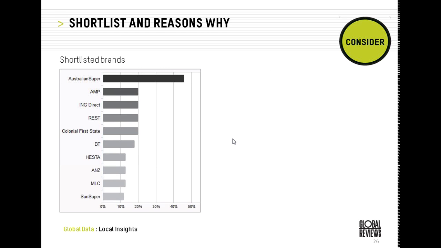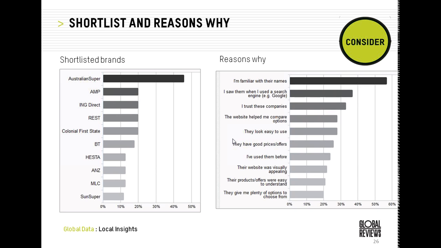If you look at it overall, Australian Super was the highest shortlisted brand, with AMP, and then ING Direct, Rest and Colonial First State as equal seconds. We also asked them why they chose those brands to shortlist. Most of them said I'm familiar with the name, but the second highest reason was I saw it when I used a Google search, and that's obviously how ING Direct ended up on the shortlist in this particular case.